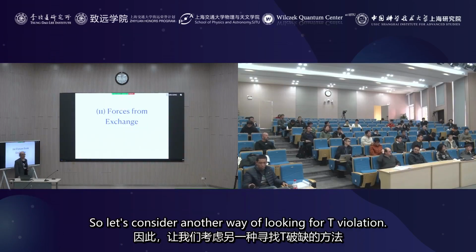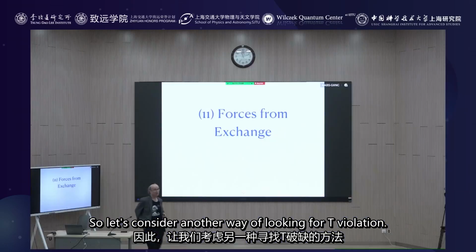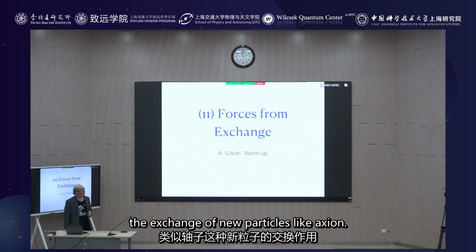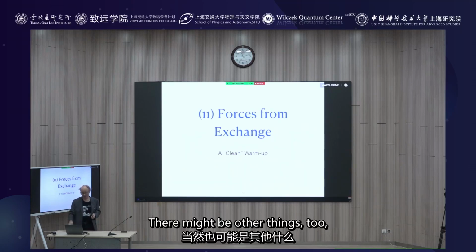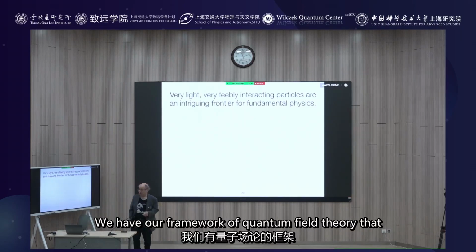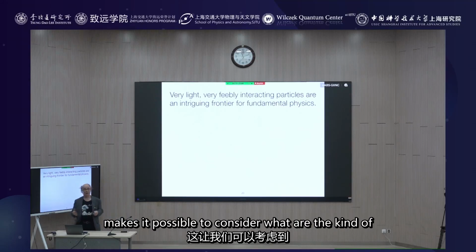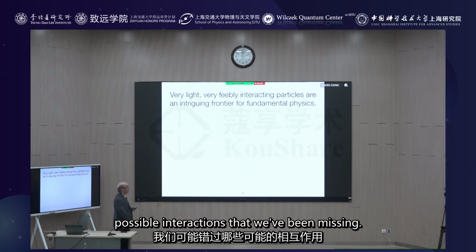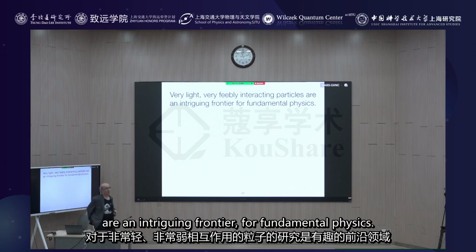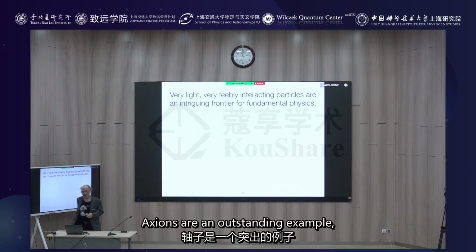Okay, so let's consider another way of looking for T violation that's very fundamental. That's to look for new kinds of forces, sometimes called fifth forces, but in any case, forces that come from the exchange of new particles like axions. But there might be other things too that are mediating new kinds of forces. We have our framework of quantum field theory that makes it possible to consider what are the kind of possible interactions that we've been missing, and how do we look for them. So very light, very feebly interacting particles are an intriguing frontier for fundamental physics. Axions are an outstanding example, but they're not the only one.